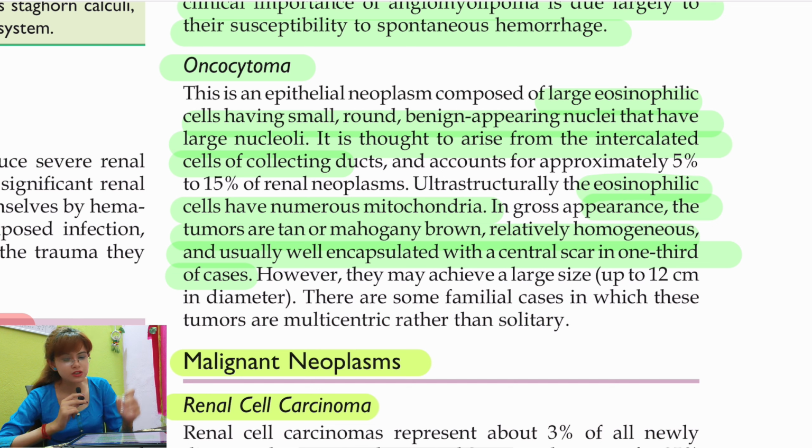In gross appearance, the tumors are tan or mahogany brown. Again, an important MCQ point: they are homogeneous and well capsulated. Again, an important point: they have a central scar. So the three important points that you need to remember in this case are: number one, arising from the intercalated cells of the collecting duct. Number two, it has a tan or mahogany brown appearance, and it also has a central scar. So these are the three important points to be remembered in oncocytoma.